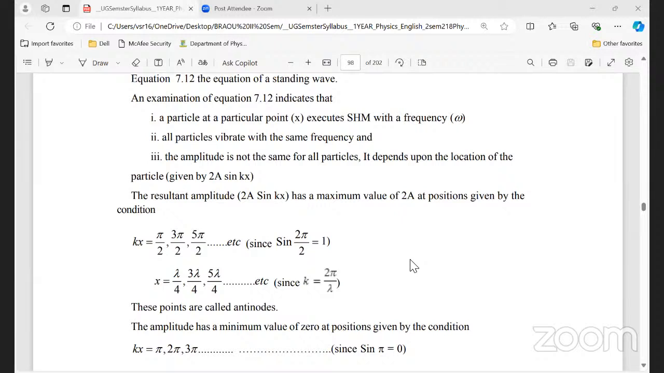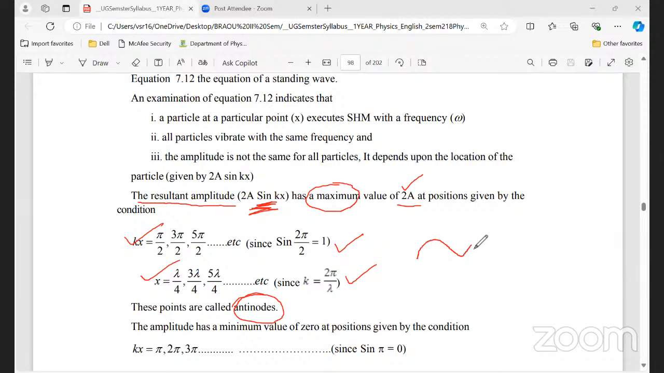You need to know that when the resultant amplitude is maximum, that means 2a, when you follow these two conditions in this equation, then only you get it. So the maximum amplitude points are called antinodes, and the minimum amplitude points are nodes. Are you getting where it is?